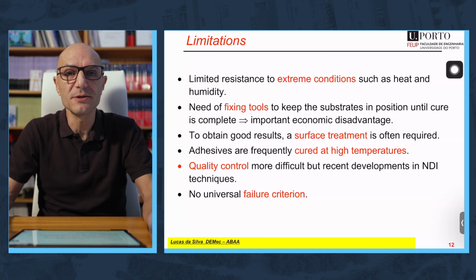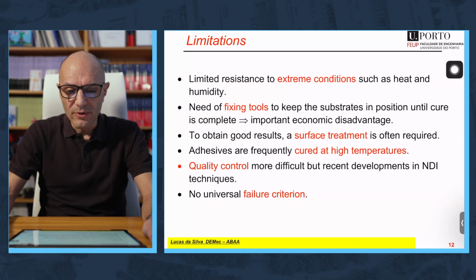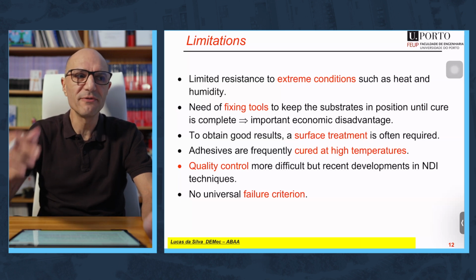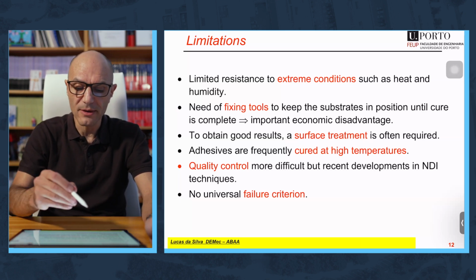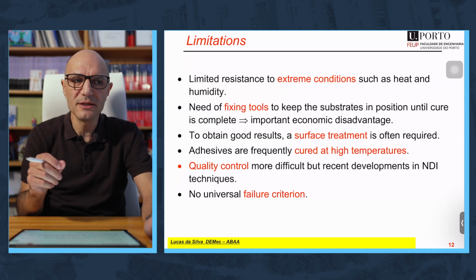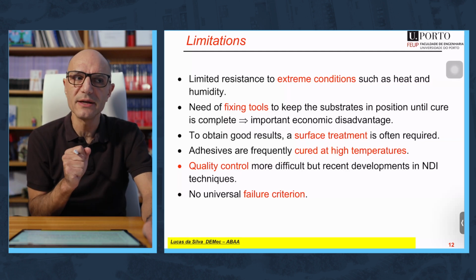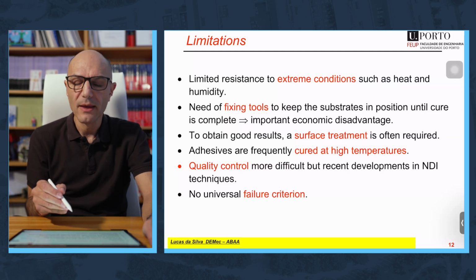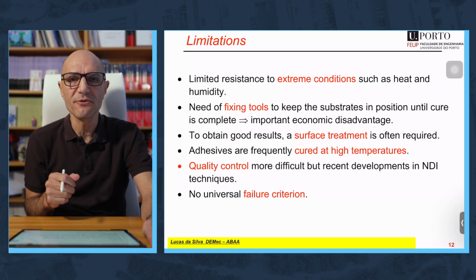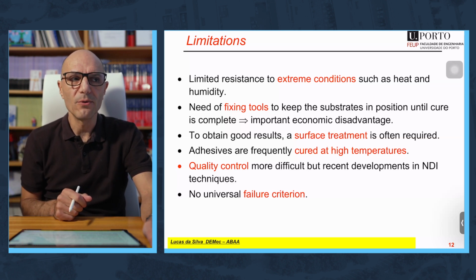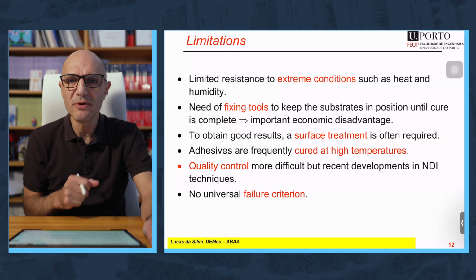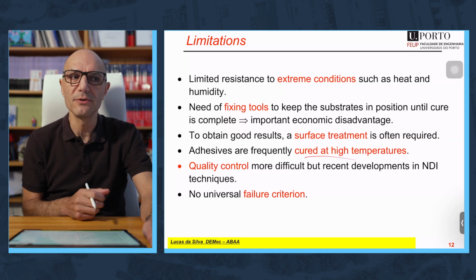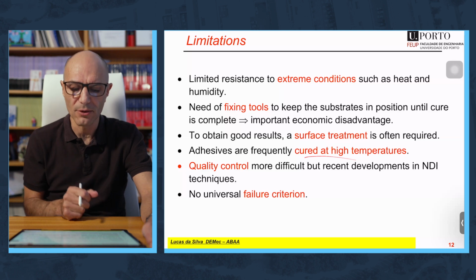But there are more limitations. We are talking about a polymer. Polymers don't like temperature very much, so if it's very high or very low, we are in trouble. You will see in the theory of adhesion, the adhesive is always applied in the liquid state, so you need fixing tools until the adhesive hardens. In general, you need to clean the surface. You know that. I'm sure you have done work at home with super glue. You need to prepare the surface. Some adhesives need temperature to harden. You need to put them in the oven or heat locally.